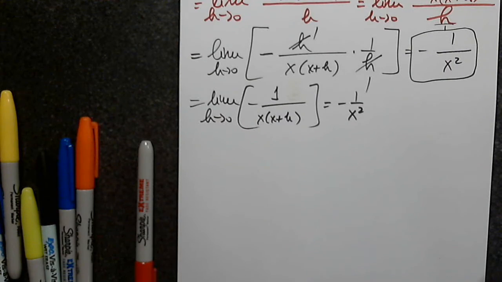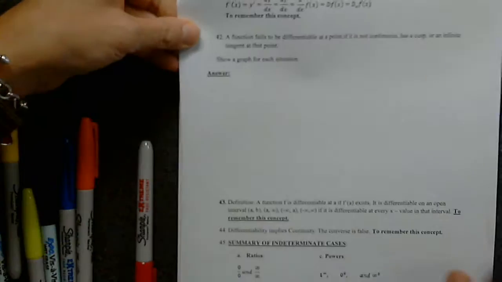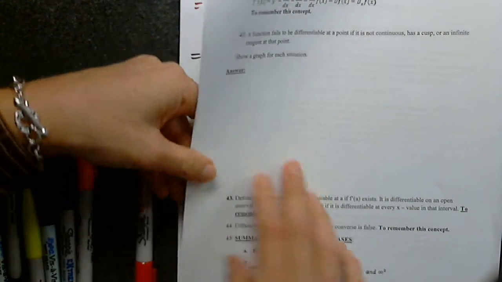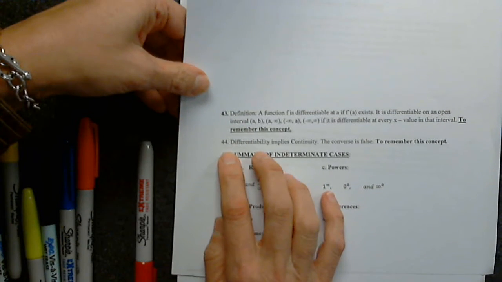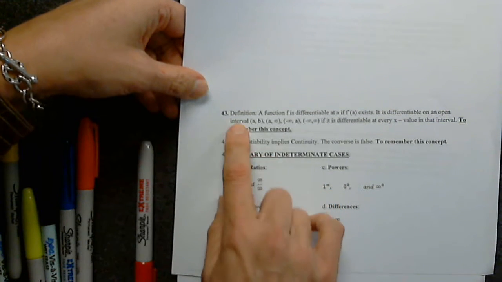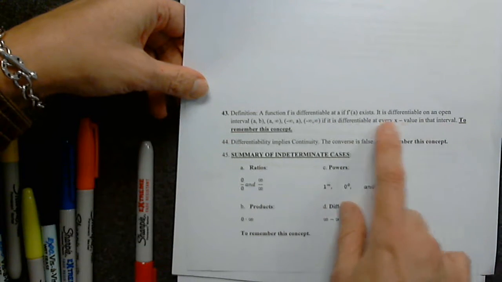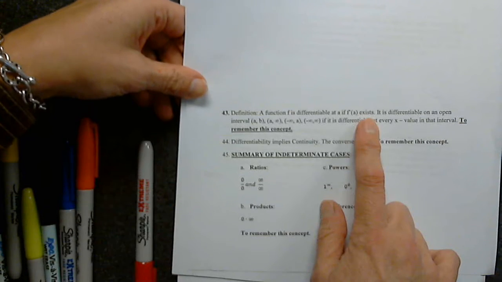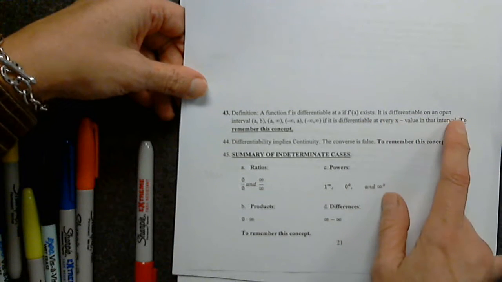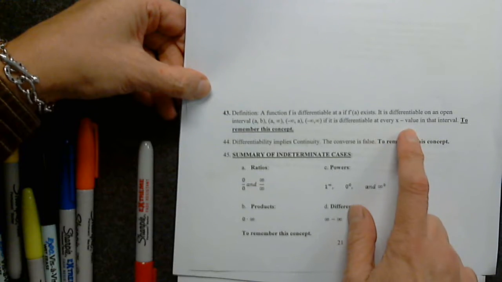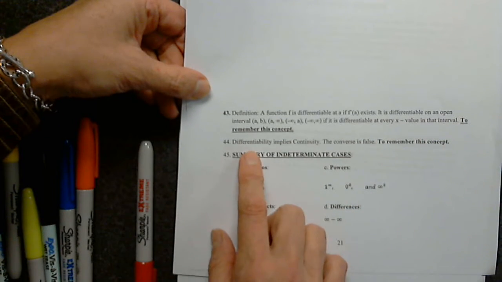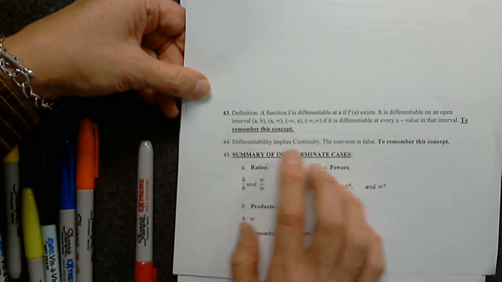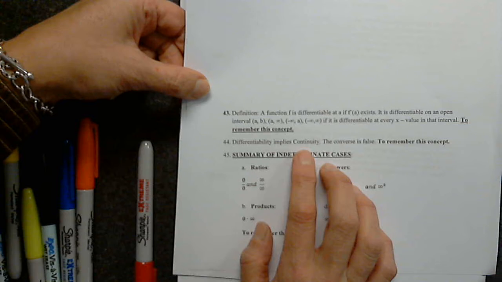So let's go back and finish up the checklist. So 42 on the checklist is done because we looked at examples last time. 43 and 44 are both done. Okay, so a function f is differentiable if its derivative exists. In other words, if the function is continuous, it doesn't have a vertical tangent or a corner. It is differentiable in an open interval if it is differentiable at any x value. So just remember this idea, like with continuity. And can I say that if a function is differentiable, it is definitely continuous?